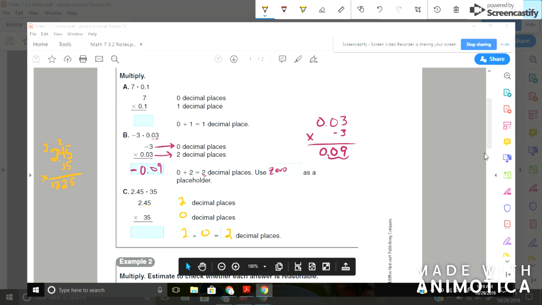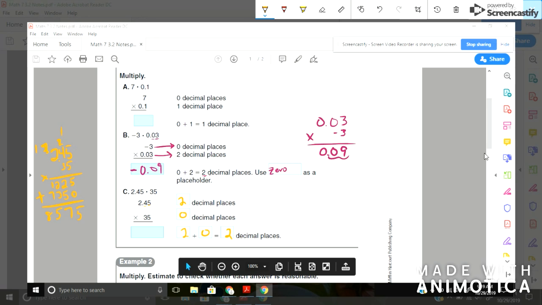Okay, go to the next digit, so I need a placeholder. 3 times 5 is 15, put down my 5, carry my 1. 3 times 4 is 12, plus 1 is 13, carry my 1 again. 3 times 2 is 6, plus 1 is 7. Okay, add these. I should get 5, and 2 plus 5 would be 7, and 3 plus 2 would be 5, and 1 plus 7 would be 8. Okay, so I have 8, 5, 7, 5.